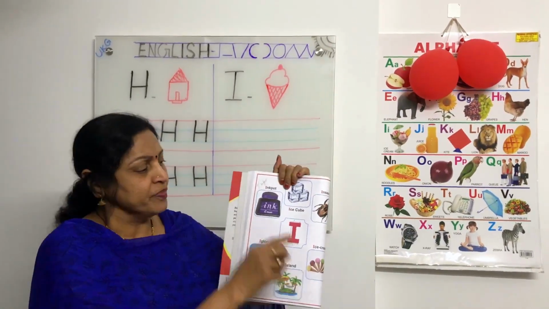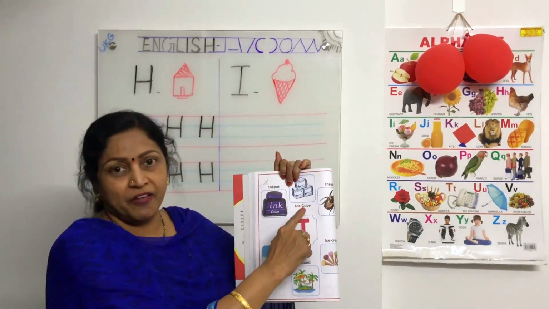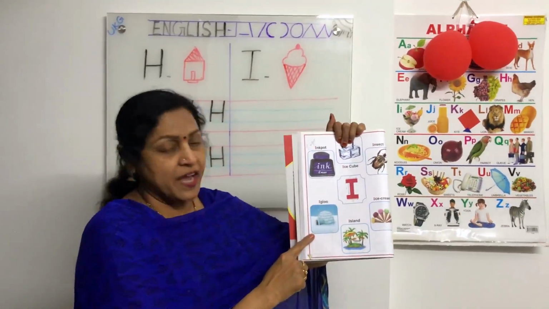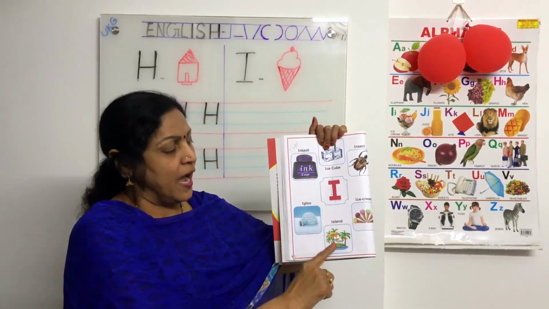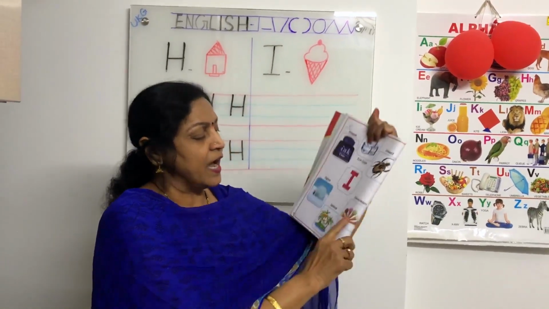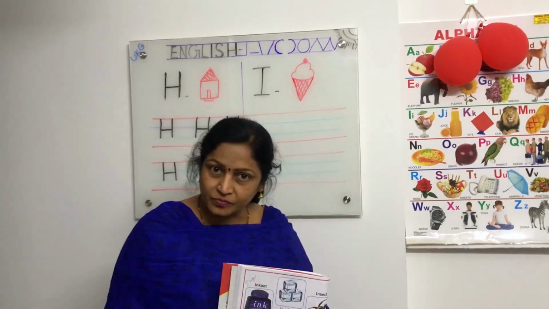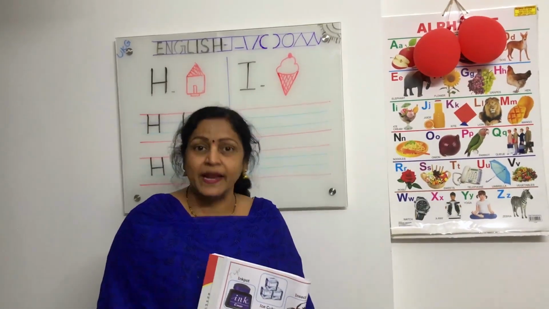Okay, one more time. I for ink. I for ice cube. I for insect. I for igloo. I for island. I for ice cream. Now I will tell you the sound of the letter I.